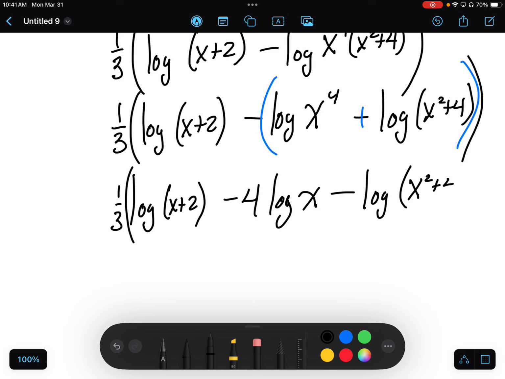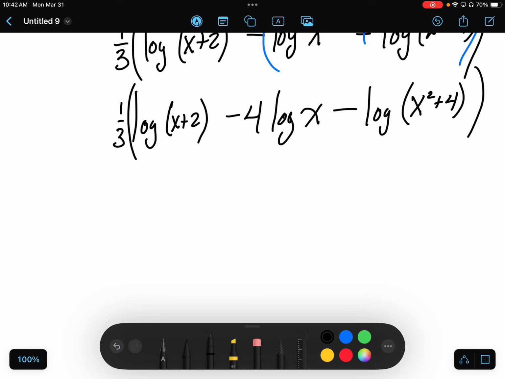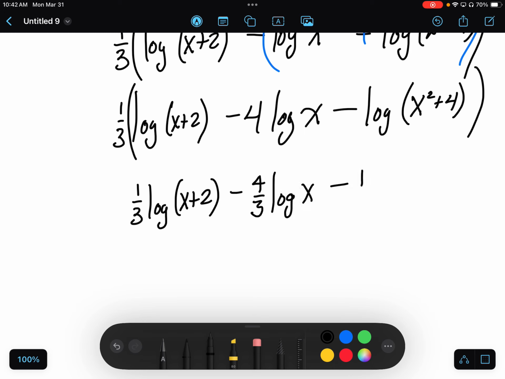Now, the biggest thing that people mess up, do I pull that x squared and put that 2 in the front? No, because that is only on the x, it's not on the whole thing of x squared plus 4. So I do not pull that 2 out. Then another answer that would have been okay, 1/3 log of x plus 2 minus 4/3 log of x minus 1/3 log of x squared plus 4. If I would have ran the 1/3 through to everything, that would have been okay.